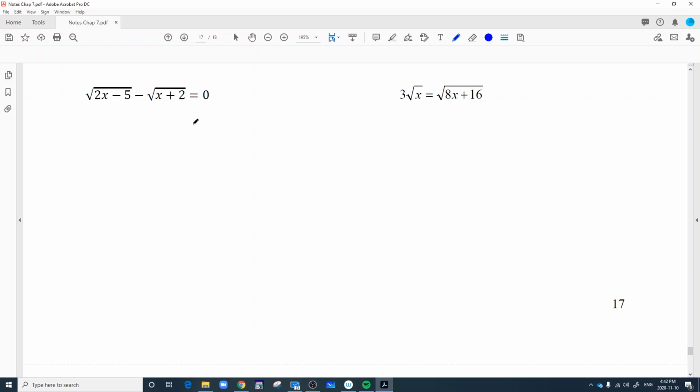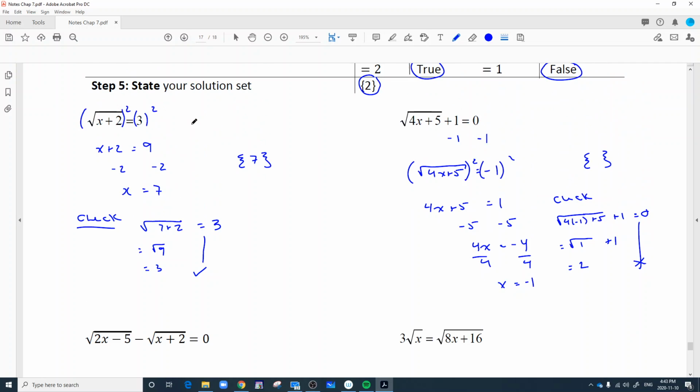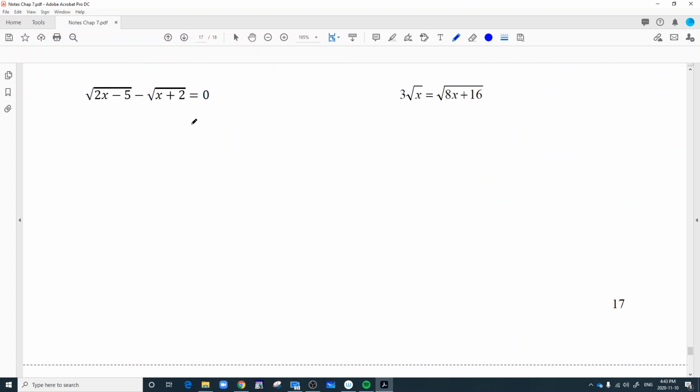So the next layer to 7.6 is moving on from having just a radical and a constant to having two radicals. So the process is the same. Step number one, I want you to isolate your radical. Now, saying that, all of a sudden we have two radicals. So isolating your radical in this question means making sure you don't have two radicals on one side.